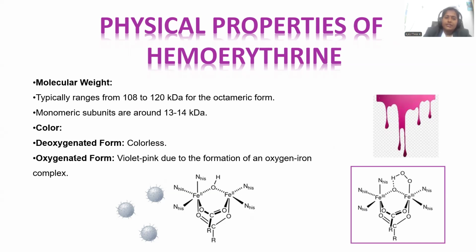And the coloration, deoxygenated is obviously colorless, as you are already aware, and the oxygenated form is indicated with the purple violet color, that is the kind of pink blooded animal.